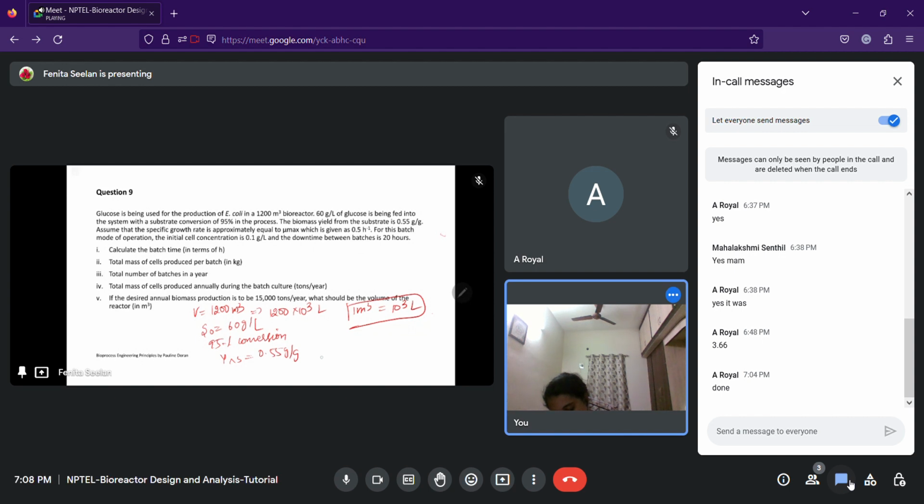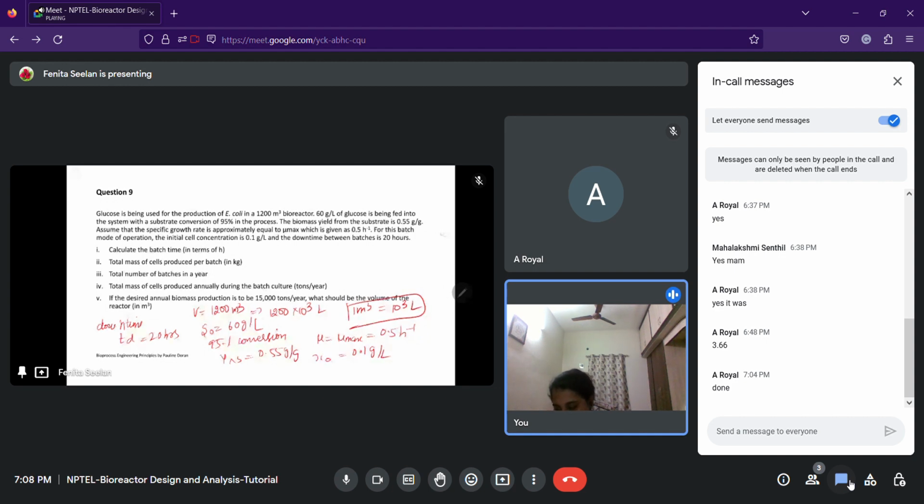And we are asked to assume the specific growth rate is approximately equal to mu max, which is given as 0.5 per hour, so mu is equal to mu max equal to 0.5 per hour. For this batch mode of operation, the initial cell concentration, X naught, is equal to 0.1 grams per liter. And the downtime we will note is 20 hours. So these are the ones which are given.